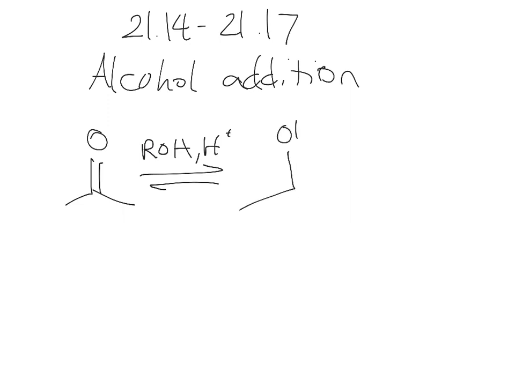And the cool thing about alcohol addition is that it acts a whole lot like hydration, like adding water. So if you have a ketone or an aldehyde, and you add an alcohol, say ethanol or methanol or isopropanol, with acid, so it's acid catalyzed, your first step is going to look like this. You're going to end up with what we call a hemiacetal. So you have an OH on top, which came from the carbonyl, and then you have the OR on bottom, which came from the alcohol.